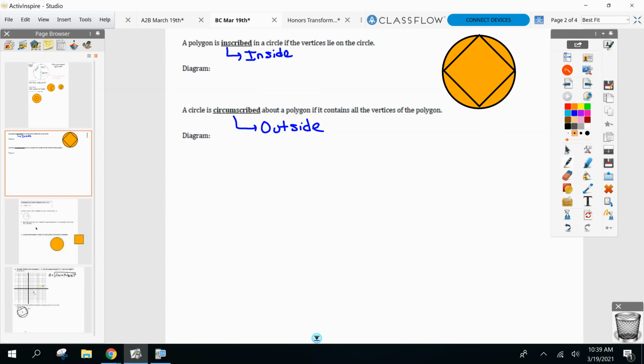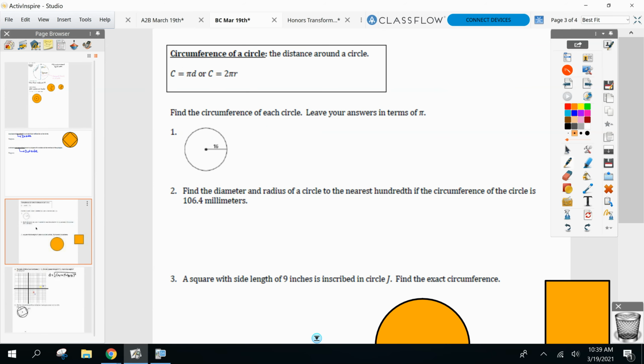All right, here's what I needed to get to today, circumference. All righty. Every figure has a perimeter.